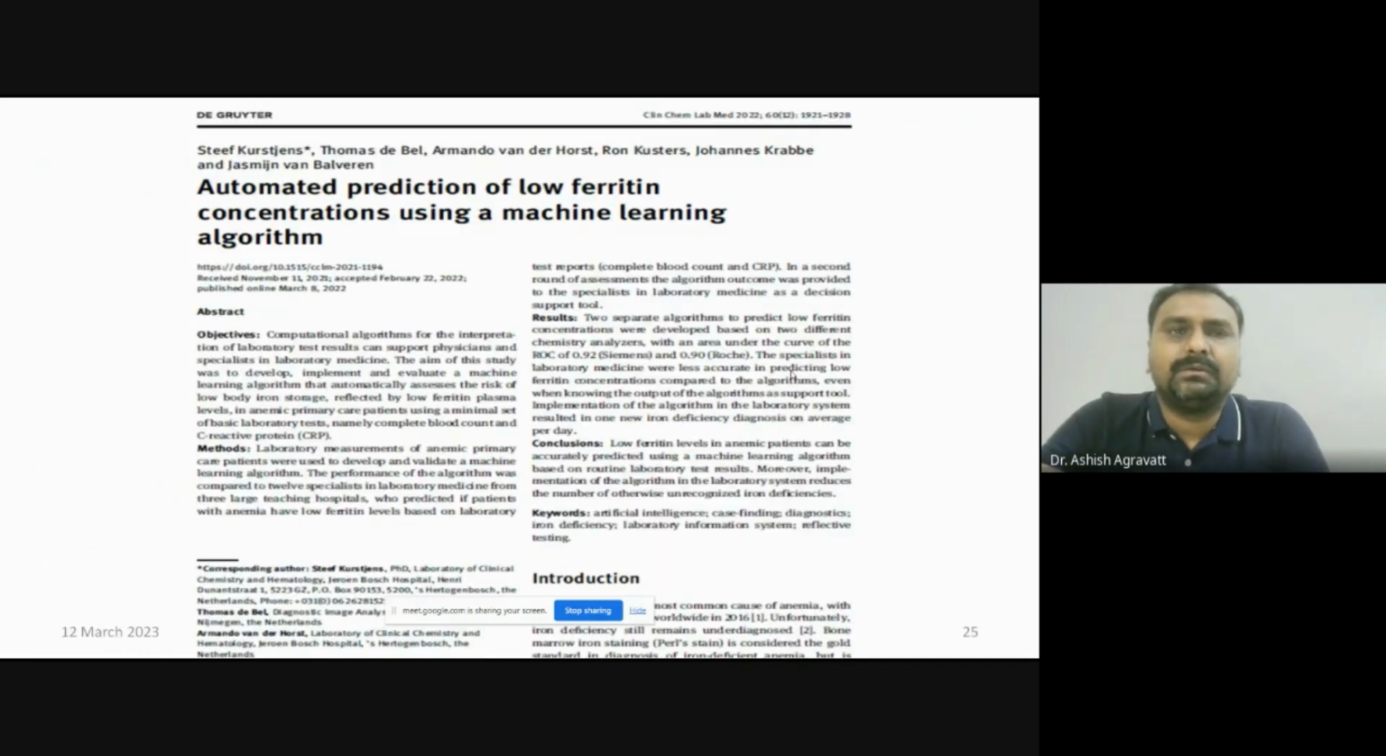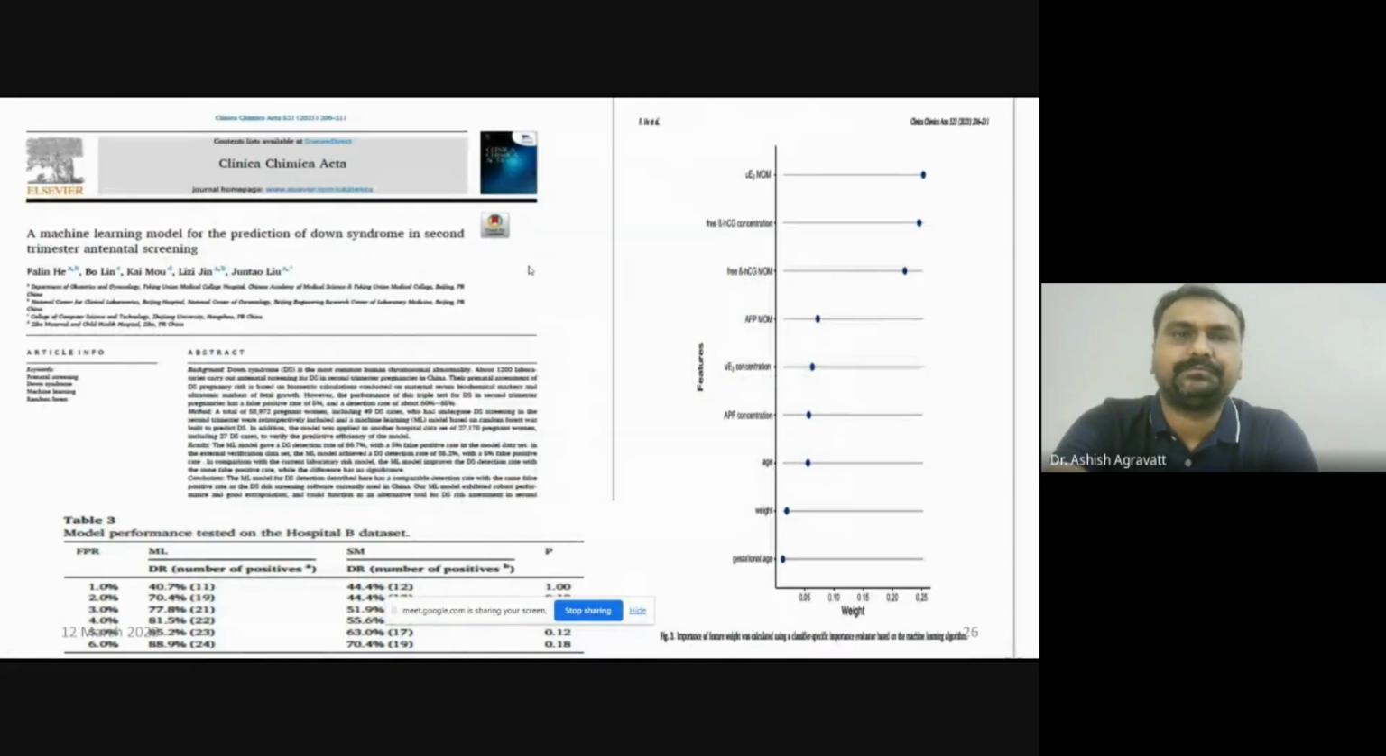Right? Another study is automated prediction of low ferritin concentration using a machine learning algorithm. Based on the data of the complete blood count, CBC, HB, and CRP, a machine has identified the low ferritin concentration, and that helps us to identify anemia.